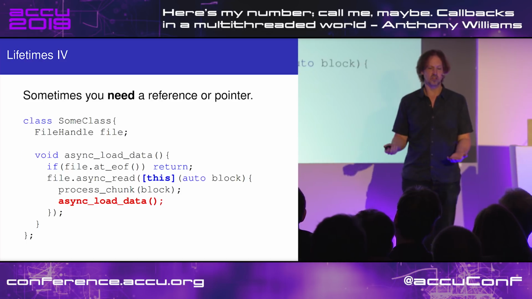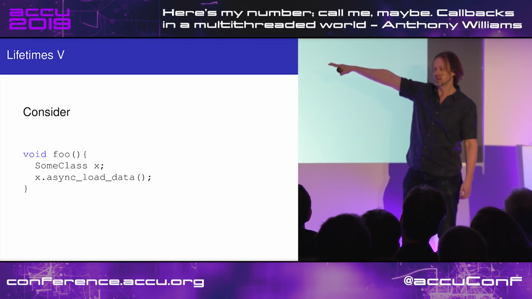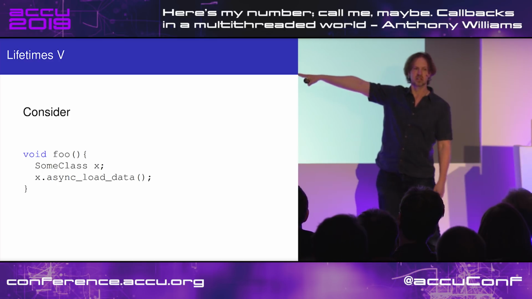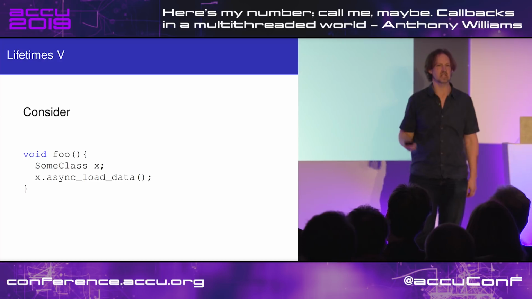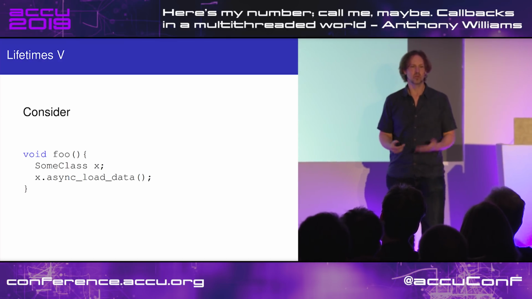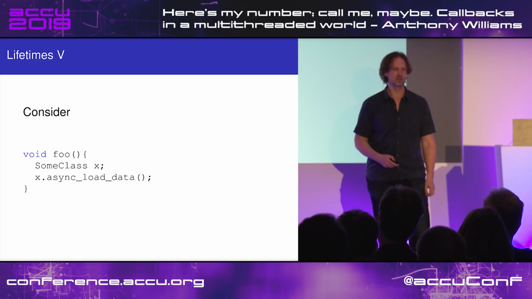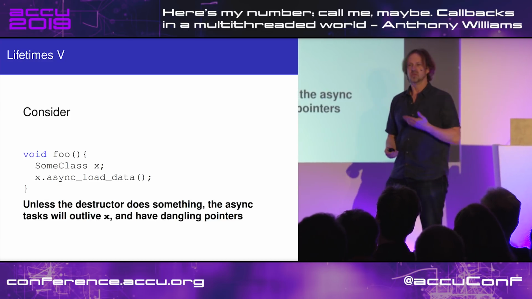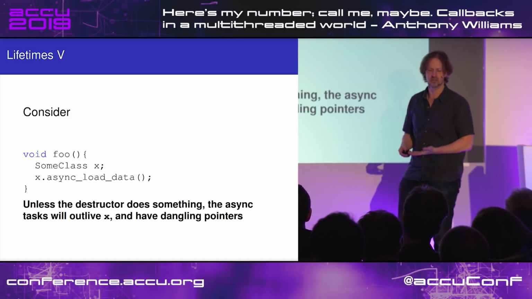But you do need to watch out for problems. So consider a simple function here. We have our class X, and we call async load data. Unless our destructor does something funny to deal with this, we've just launched async tasks, and we've just destroyed our object. We now have dangling pointers. So we need to do something about that.